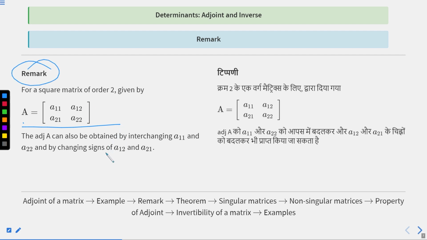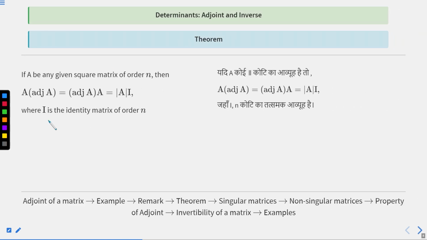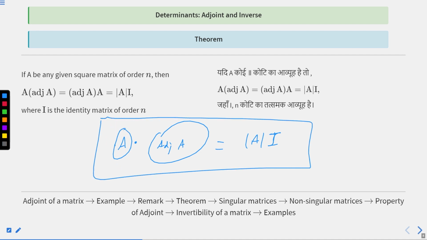So we saw a theorem that A multiplied with adjoint of A. We know A is a matrix, and adjoint A is also a matrix. Then its output will be determinant of A multiplied with the identity matrix of the same order as A. You will get this. Please memorize it, remember it. This will be very helpful in finding invertibility of a matrix.